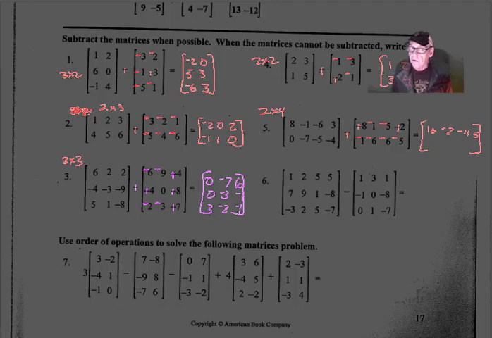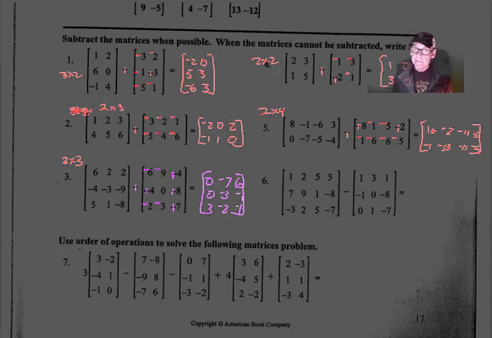Going for the second row, 0 plus negative 1 is negative 1. Negative 7 plus negative 6 is negative 13. Negative 5 plus negative 6 is negative 11. And negative 4 plus negative 5 is negative 9.